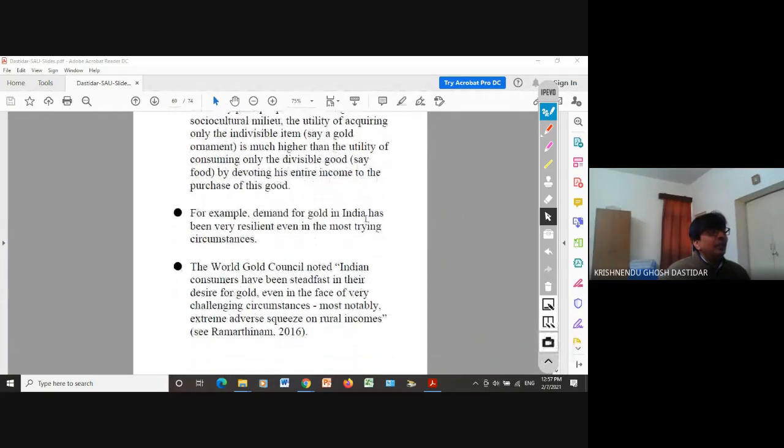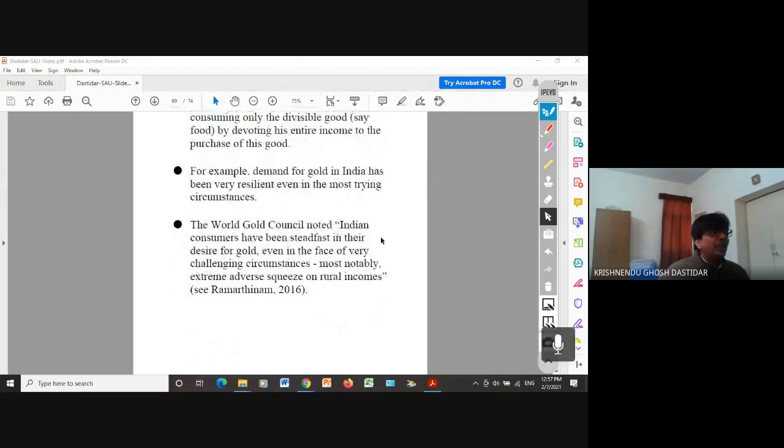For example, the demand for gold in India has been very resilient even in the most trying circumstances. The World Gold Council notes that Indian consumers have been steadfast in their desire for gold, even in the face of very challenging circumstances, most notably an extreme adverse squeeze on rural income.